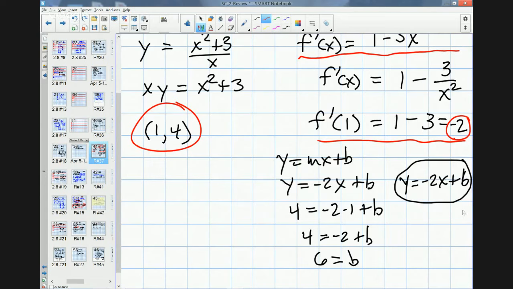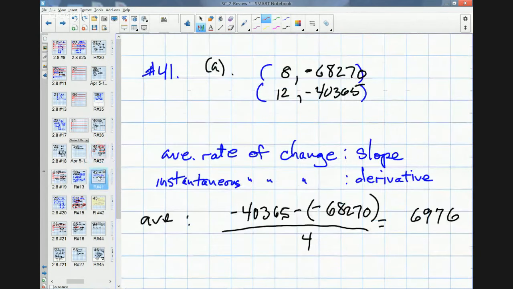How about we take number 41, which has to do with business, sales. Number 41. So 41, they give you this equation for sales. Sales equals a big old long polynomial equation, where t represents how many years. Do you see their coding? t equals 6 means 1996. So t equals 3 means 1993, etc.